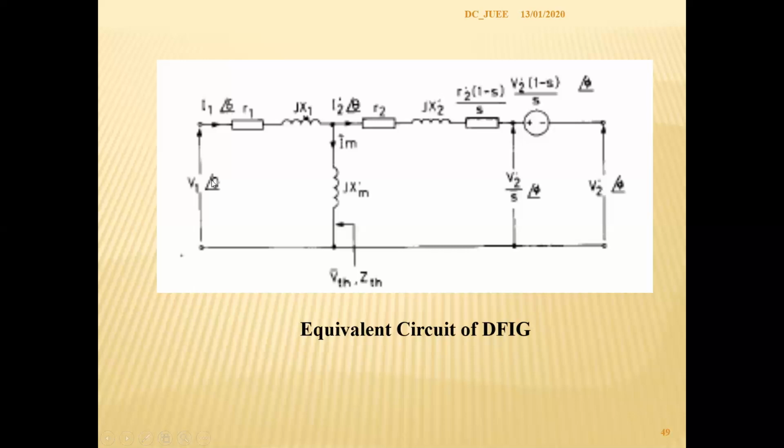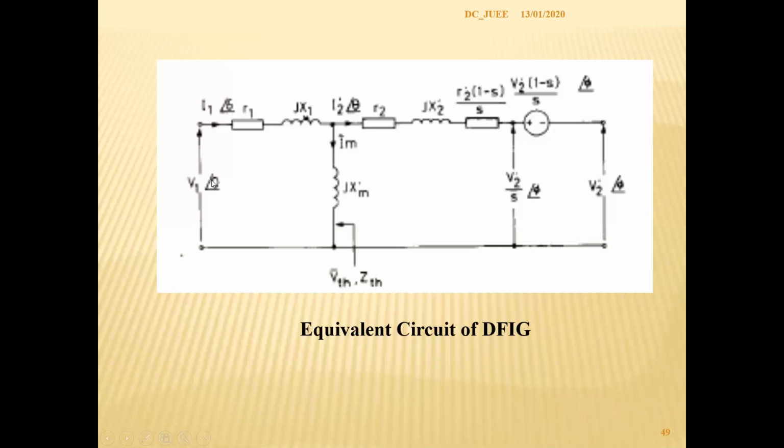Now, in the air gap power and mechanical power equation, PM equals 1 minus S into PAG. If you combine these two, you get PAG equal to what? Multiplying by S, S PAG equals 3 I2 square R2 plus 3 V2 I2 cos(theta minus phi). So S PAG is this one.